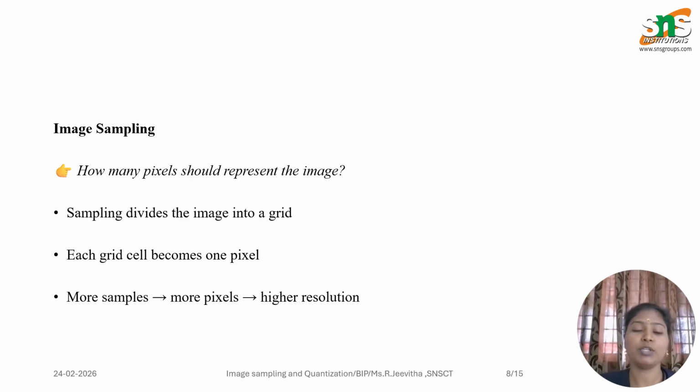Sampling answers one simple question: how many pixels should represent an image? During sampling, the image is divided into a grid structure. Each grid cell becomes a pixel. The important point is that more pixels means more detail. Example: a high resolution camera produces more pixels compared to a low resolution camera.